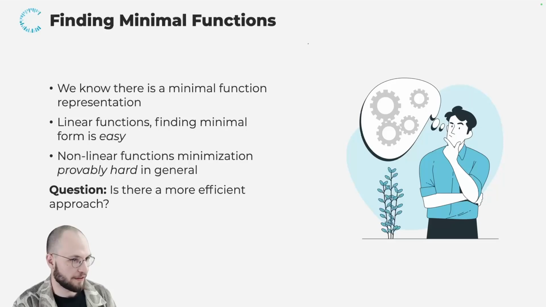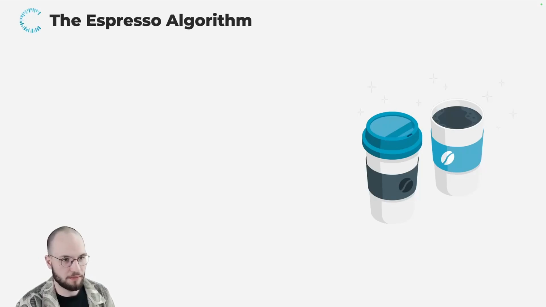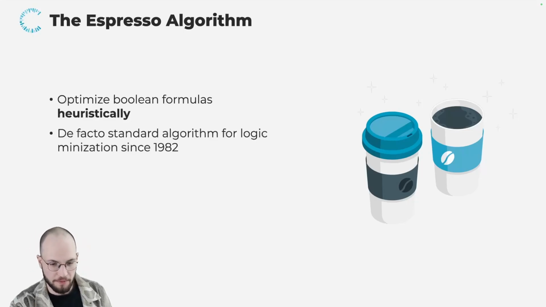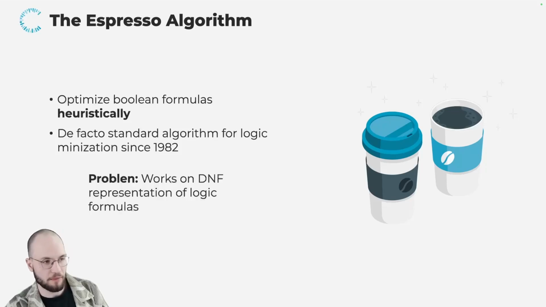So we are not solving this function minimization in general, but for the special class of functions that we basically encountered with cache slices and other microarchitectural hash functions. There is one very, very popular algorithm that, instead of trying to minimize something optimally, minimizes heuristically, and this is the Espresso algorithm. It's the de facto standard for logic minimization, but for our use cases it has one very significant drawback, and it's that it works on a DNF representation of a logic formula.